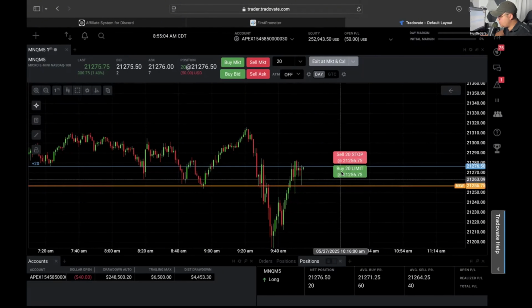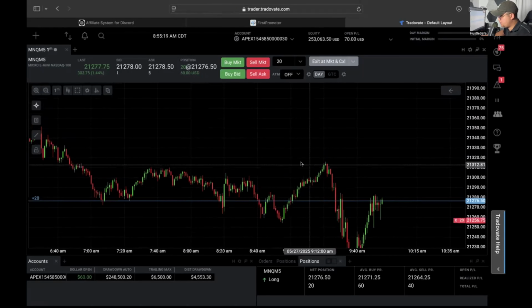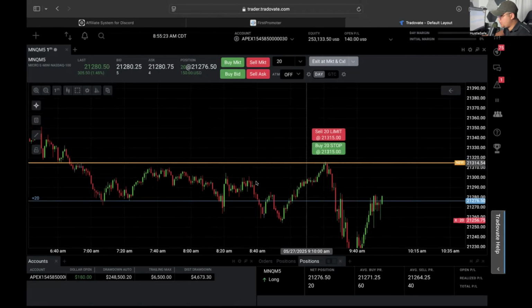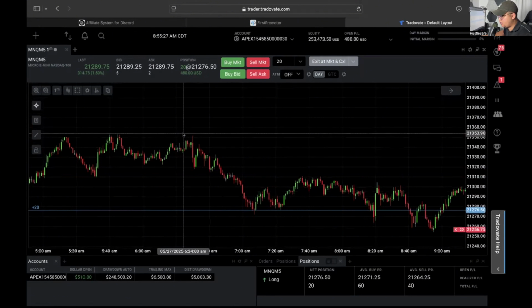This is like the second trade in the area, so I'm gonna just put my sell stop here. This is like the main partial area. This area here is like the main partial area, and this is like my TP area.